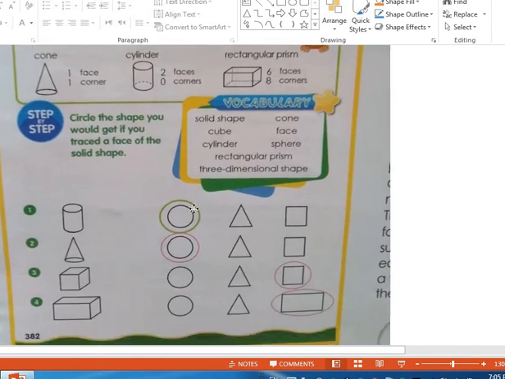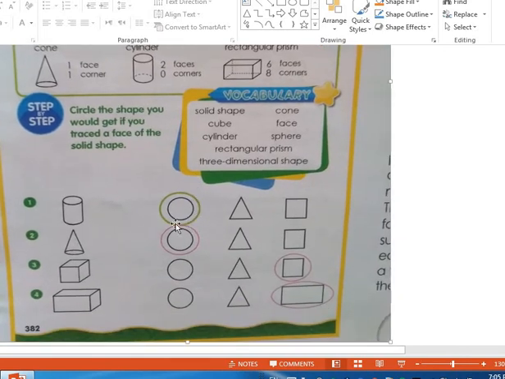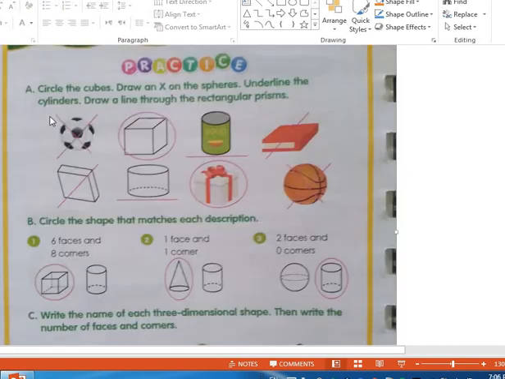Okay. Circle the shape you would get if you traced a face of the solid shape. Let's do it. Okay, here, circle the cubes, draw an X on the spheres, underline the cylinders, draw a line through the rectangular prism. So, here it's a circle.